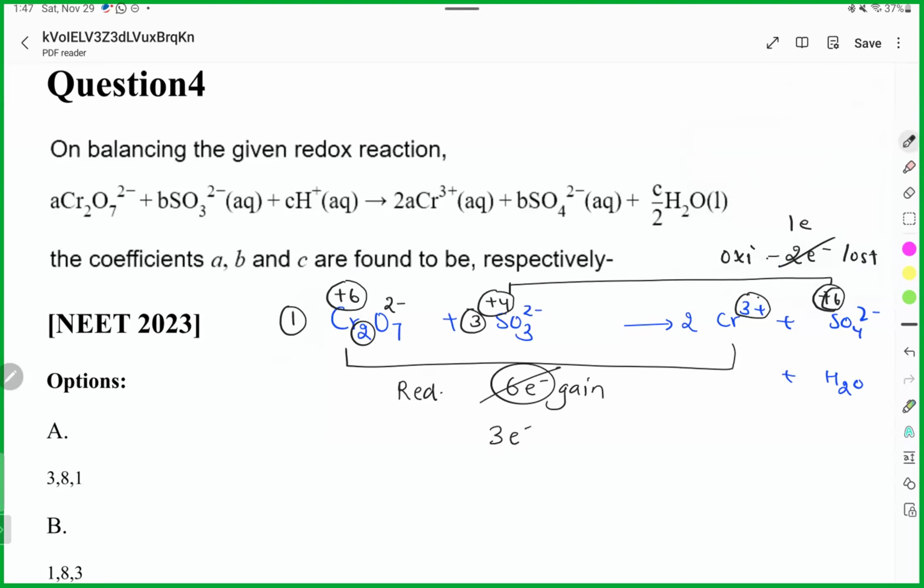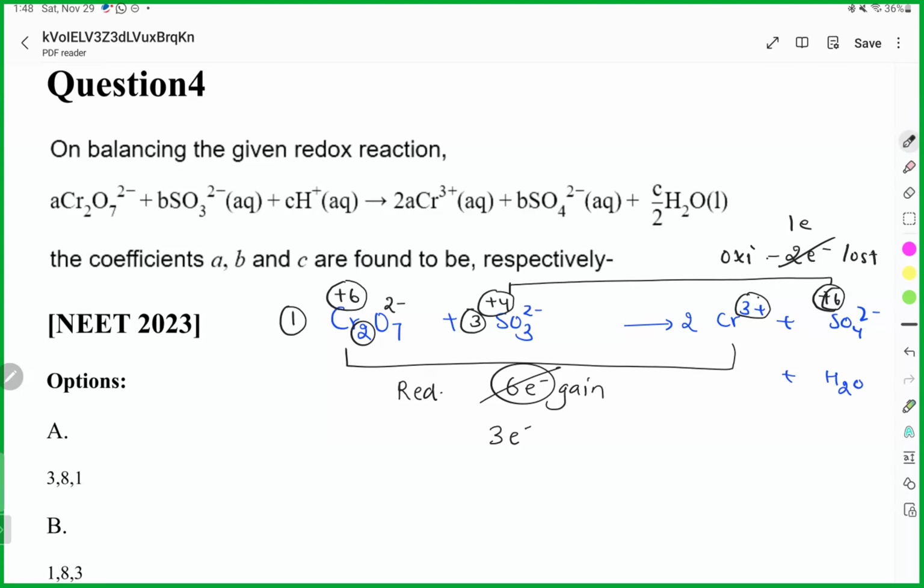Why are we multiplying by this? Because both electron counts should be the same. If chromium is gaining 6 electrons, it means sulfur is losing 6 electrons. Only then will it be a balanced reaction, right? If you are donating 10,000 rupees to someone, then somebody is getting exactly 10,000. Same thing. Loss and gain should be equal.